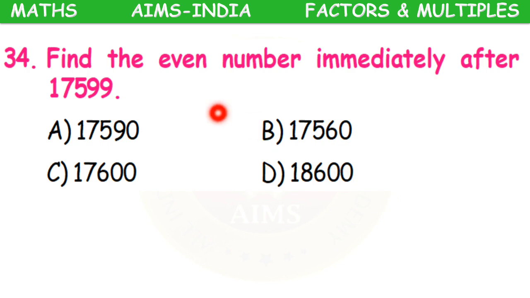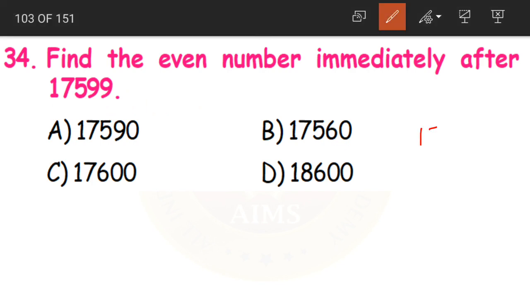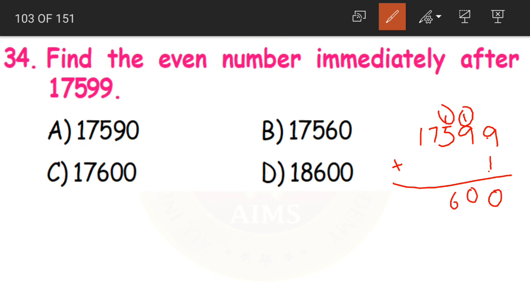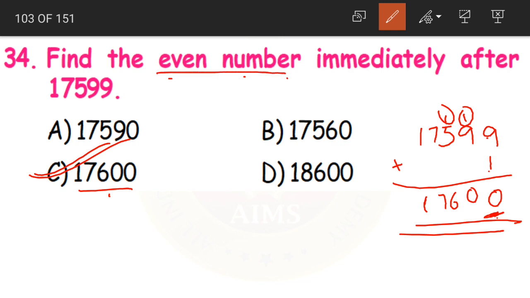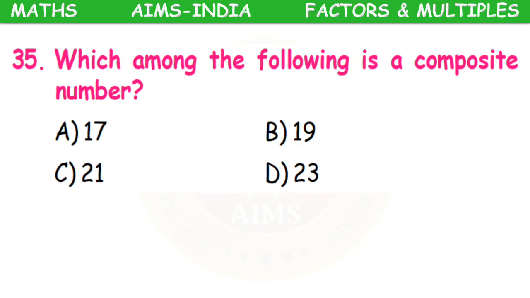Next question. Find the even number immediately after 17,599. How to find the number immediately after 17,599? We need to add 1. Yes, when we add 1, what do we get, children? 17,600. Is it even? Yes, because it has 0 in the ones place, it is even. So 17,600 is the even number immediately after 17,599. Understood, children?